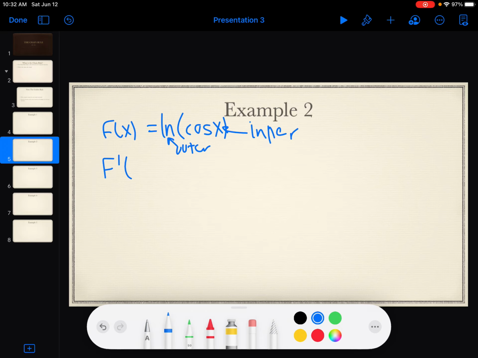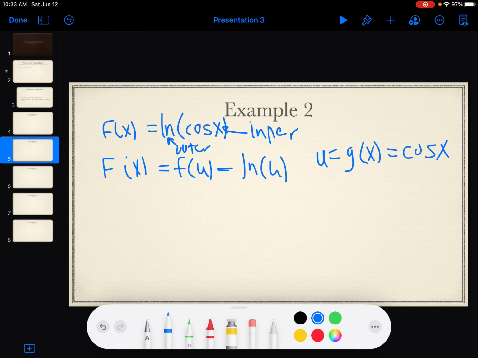Well, what's f of x? Let's say f of x is equal to f of u, and our outer function is the ln function, so this is going to be ln u. f is our outer function, f of u, and u is our inner function. So if f is our outer function, f is going to be ln of u, and u is our inner function, so u is going to be g of x, and that's going to be equal to cosine x.